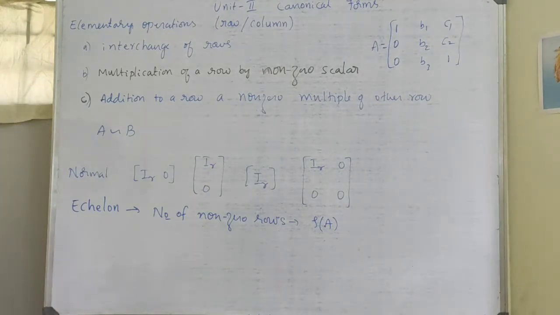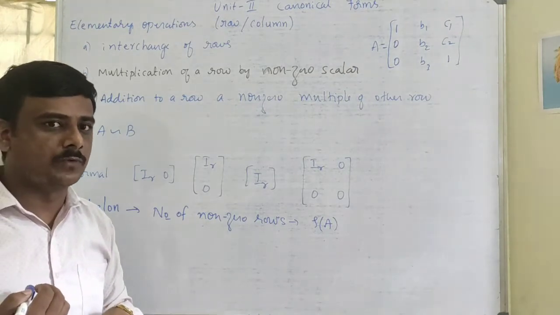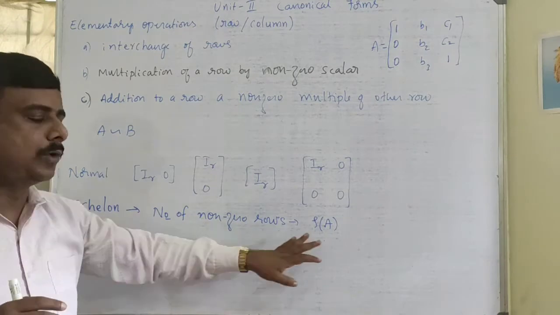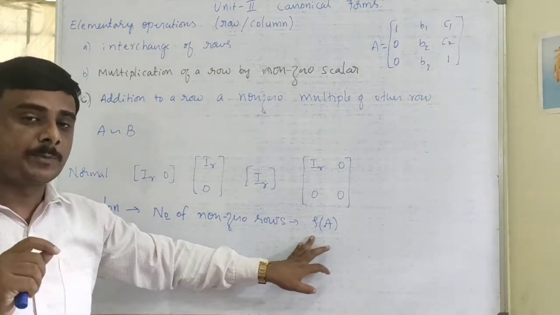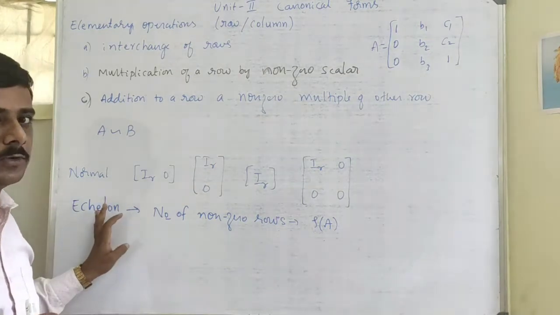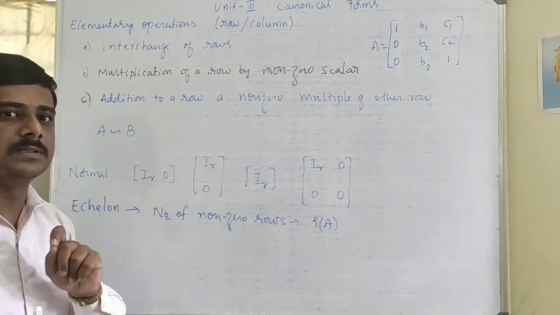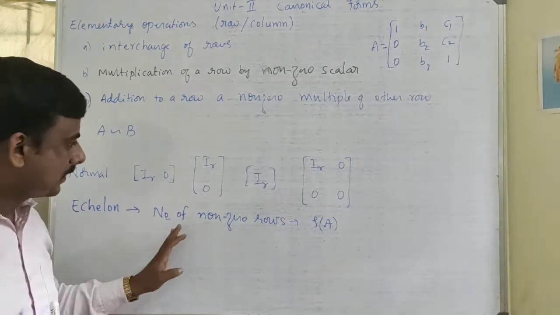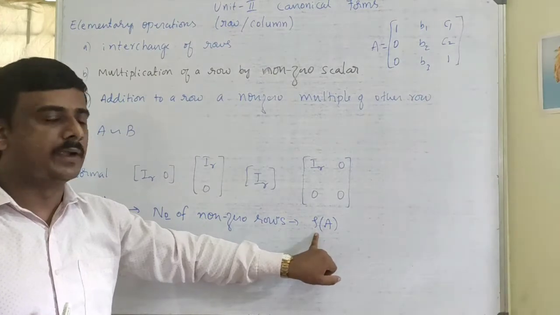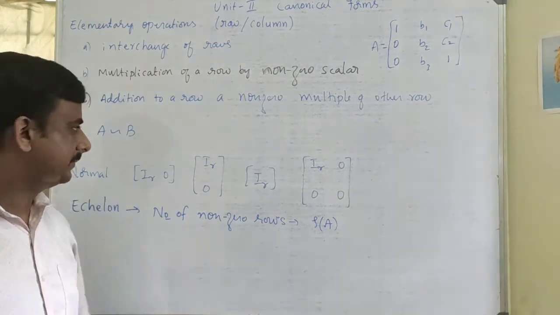So to find the rank of an arbitrary matrix, first you have to check whether the given matrix is in echelon form or not. If it is in echelon form, we are done. In that case, just count the number of non-zero rows. Suppose it is not in echelon form, then you have to reduce it to echelon form. That means it has to satisfy those three conditions that I have listed already. Then count the number of non-zero rows. That number is called the rank of A, denoted by the symbol rho of the given matrix A.